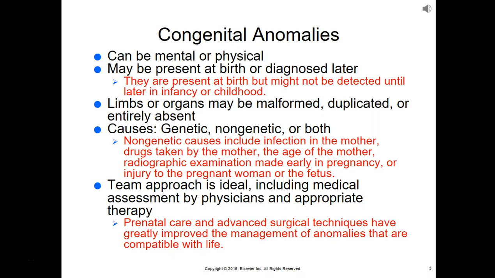Congenital anomalies can be mental or physical. They may be present at birth or they may be diagnosed later. So a note here that I put in that I would like for you to know is that these are present at birth, but they may not be detected until later in infancy or childhood. Some congenital anomalies aren't detected until a child goes through puberty. So, I mean, it can be 10, 15 years before a congenital anomaly is detected, and it is something that has been underlying since birth. So not all of them are as noticeable as we would like them to be up front. Limbs or organs may be malformed, duplicated, or they could be entirely absent.